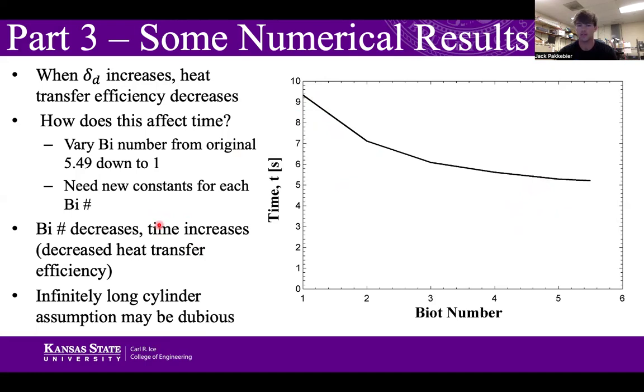Also, coming back to what I talked about earlier with the long cylinder assumption, this may be dubious. The infinitely long cylinder assumption is mainly for when the length over the radius of our cylinder is greater than 10. In my case, it was roughly 2.58. So it's not quite there, but even with that assumption being taken into consideration, I think the general back-of-the-envelope trends are pointing in the correct direction.